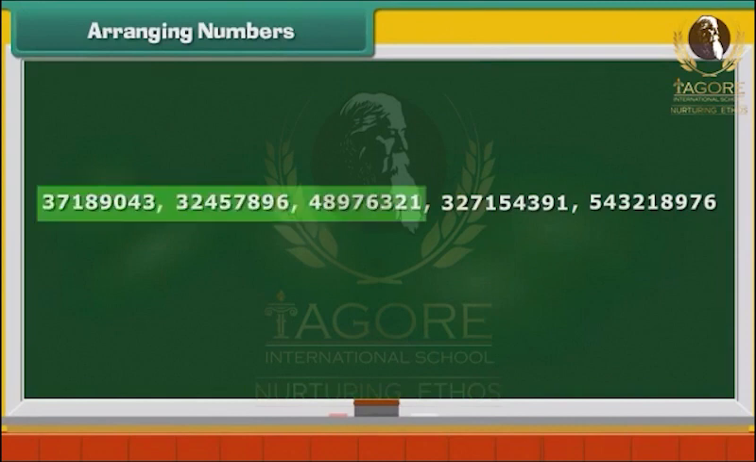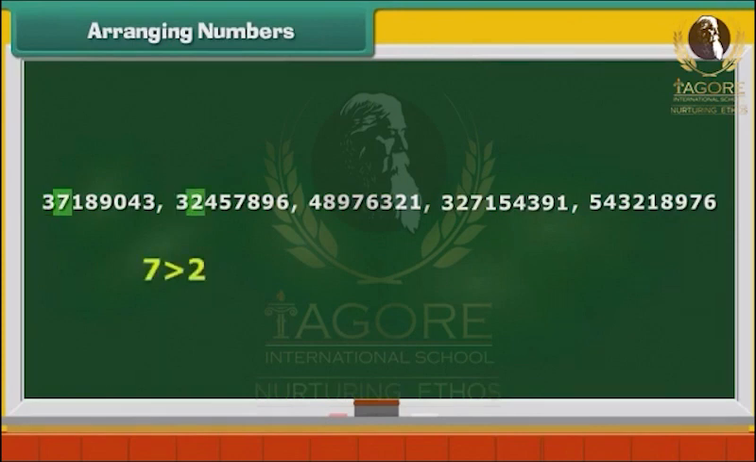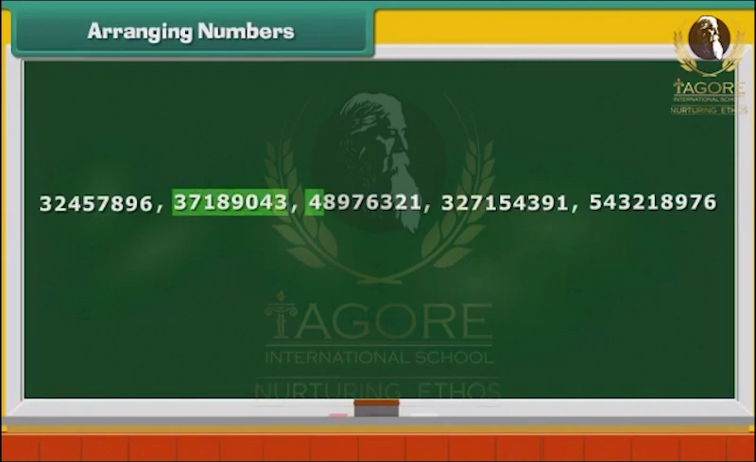Now consider the 8-digit numbers. The first two begin with digit 3. Their second digits are 7 and 2. 7 is greater than 2. Therefore, 37189043 is greater than 32457896. Interchange the numbers. The third 8-digit number begins with 4. 4 is greater than the first digit 3 of 37189043. Therefore, 48976321 is the largest 8-digit number. It appears after the other two 8-digit numbers.